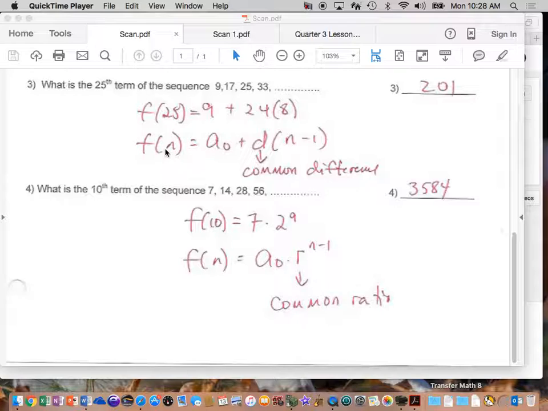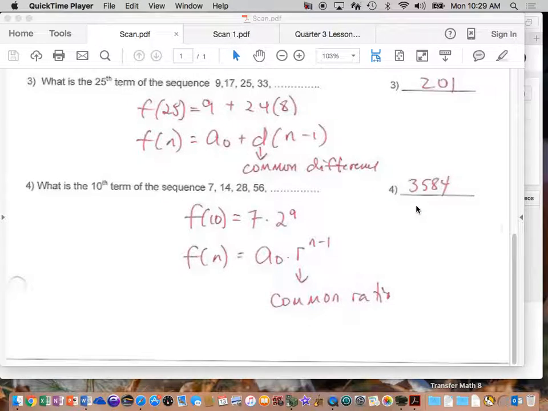Any term, f of n, will be the first term, and maybe I should write a sub 1 there, plus the common difference times n minus 1. But it's the very first term plus the common difference times n minus 1. What's the very first term? 9. Now, the reason for the n minus 1 is because I want the 25th term. But I only add 8 24 times, because I don't add 8 to get to the first term. So that's why it's n minus 1, which becomes 24. And then the common difference is 8. And if you do that math, 9 plus 24 times 8, you get 201.